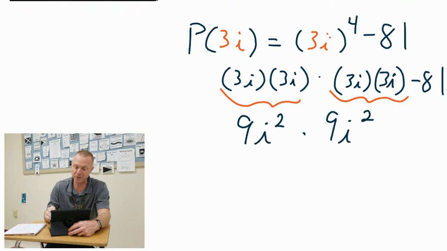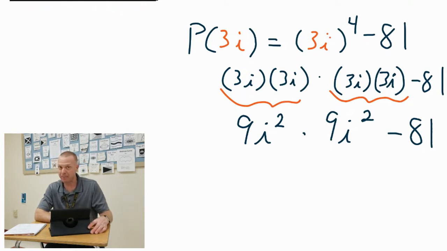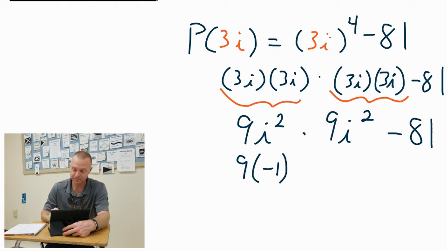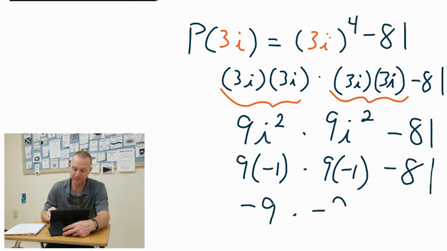Now, the reason that's special, don't forget about the 81. The reason that's special is because it has an i squared. Now, do you remember? i squared equals -1. That's right, i squared equals -1. So that means I'm really staring at 9 times -1. Of course, another 9 times -1, which is really just -9 times -9.